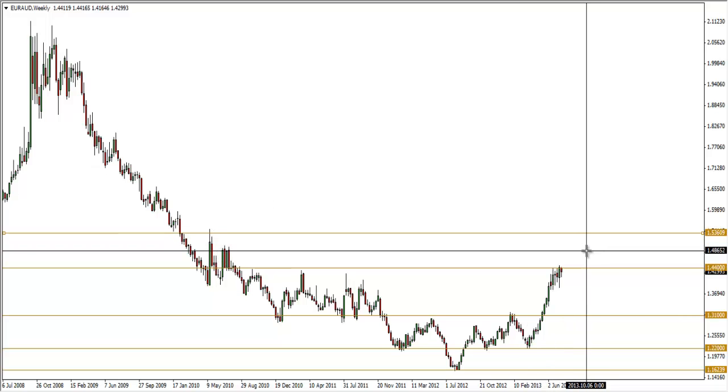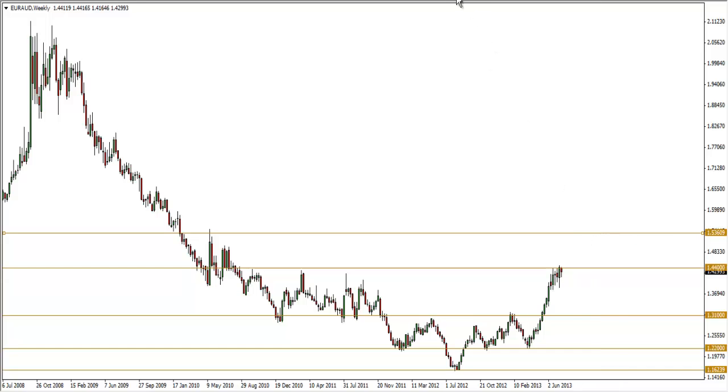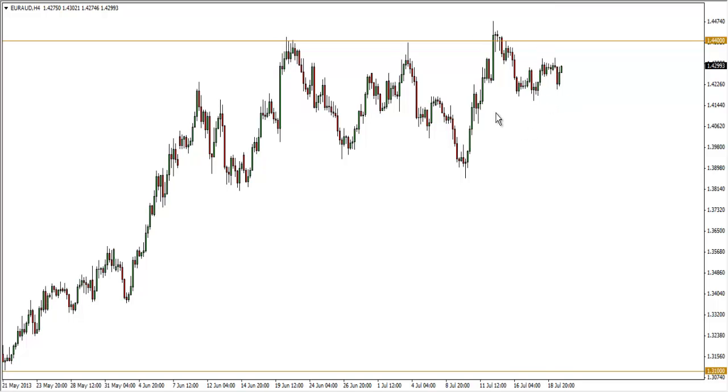So what we have is a potential 820 pips with a stop loss of about 300 pips. So we have roughly a 1 to 2.5 risk reward for this trade.